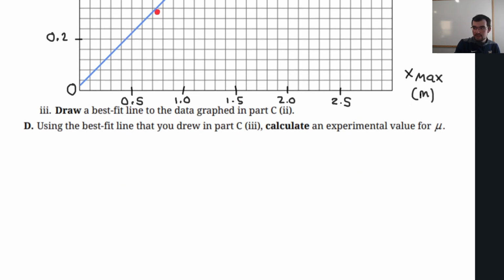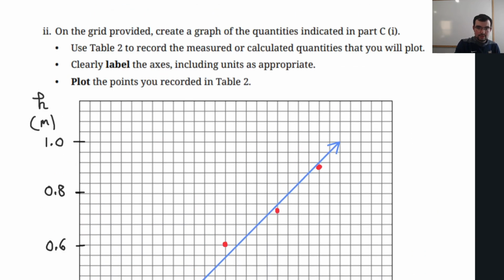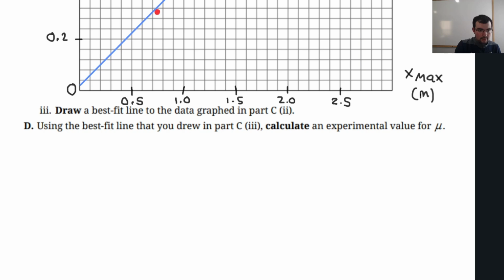So now using that best fit line, calculate mu. This is very easy because it's just the slope. So I can just say from Desmos, we should say that regression was used. I just did y is equal to 0.38x plus 0.03. So that's what Desmos spit out when I put this into the table.